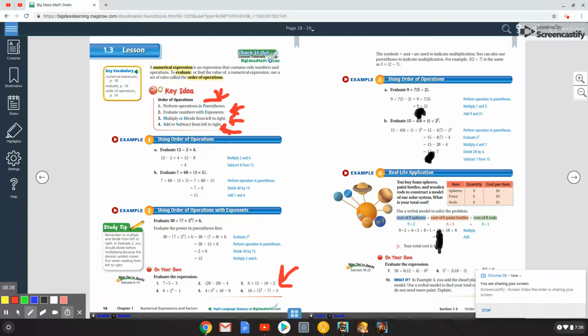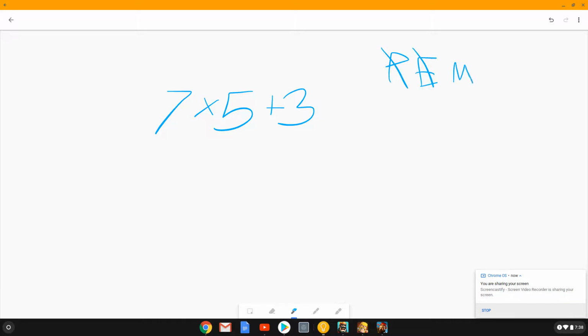The first one is 7 times 5 plus 3. So I'm actually going to go to my notes, 7 times 5 plus 3. Is there parentheses? No. Exponents? No. PEMDAS? Is there multiplication and division? Yes. So we do the multiplication, 7 times 5, which is 35.